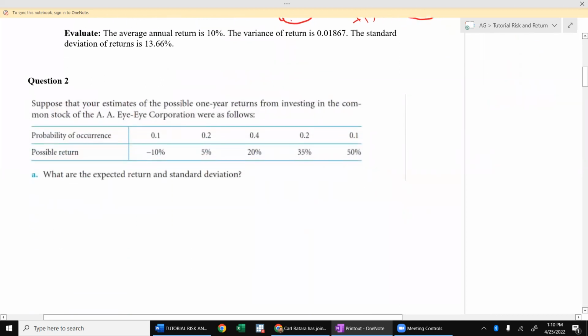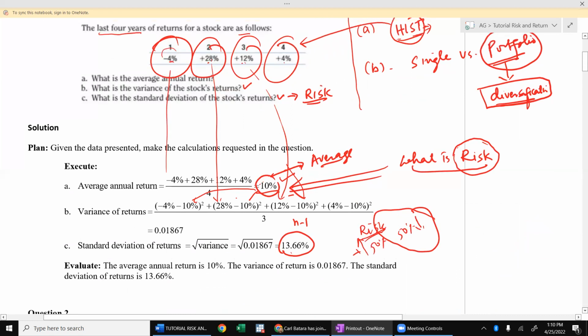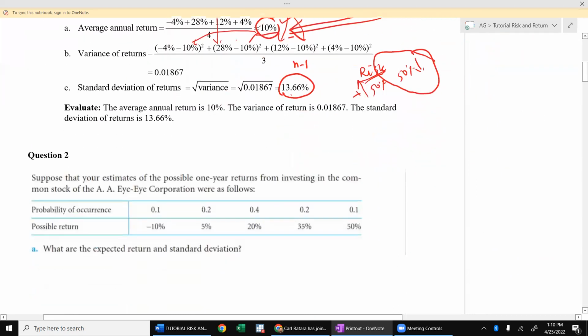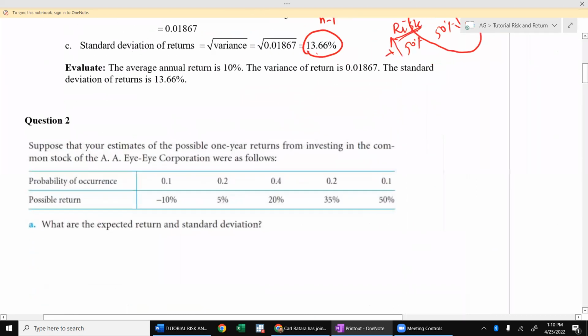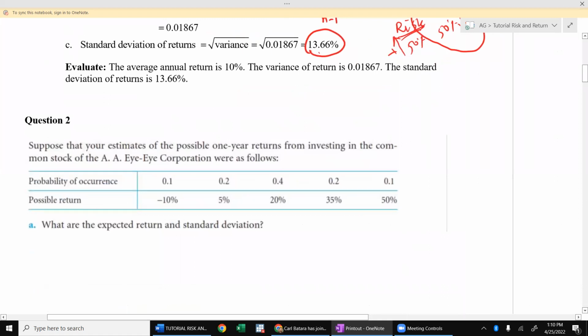Okay, so next question. In the previous question we took the historical data. In the next question we will see that we can also calculate the risk and return based on our estimate. Sometimes we don't know what will happen in future, like in your exam, like in your BFW 2140 unit, you don't know what outcomes you are going to get.